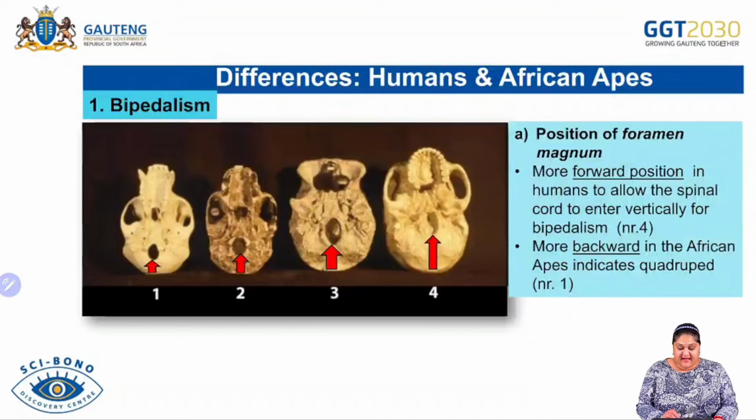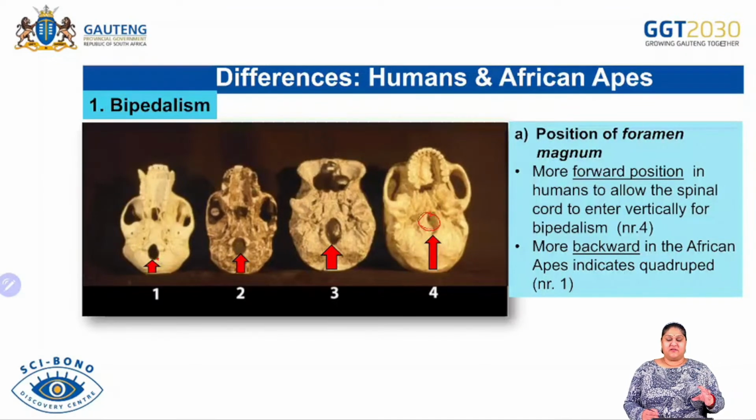So you can see here we have four skulls. The foramen magnum is where the arrows are pointing. That is the hole that I'm talking about. In the African apes, we say that it's in a more backward position, like in number 1. So it's not at the back, it is in a backward position. Whereas in number 4, you can see it's in a more forward position. We don't say it's in the middle or the center, we say that it's in a more forward position.